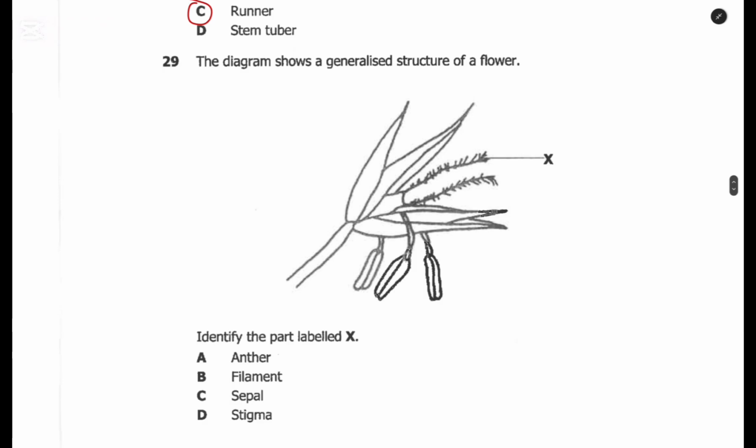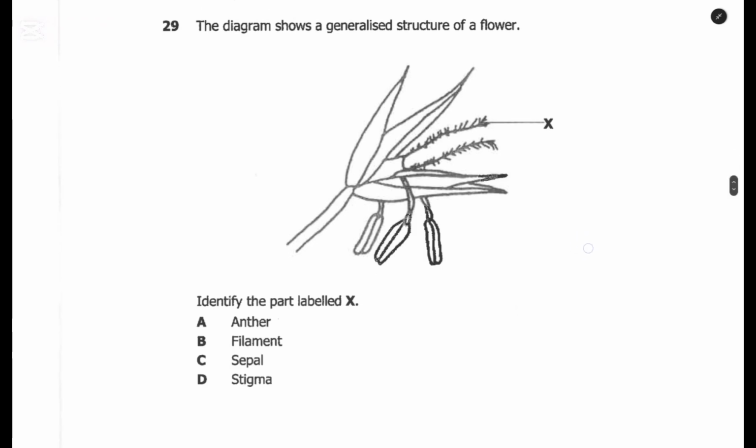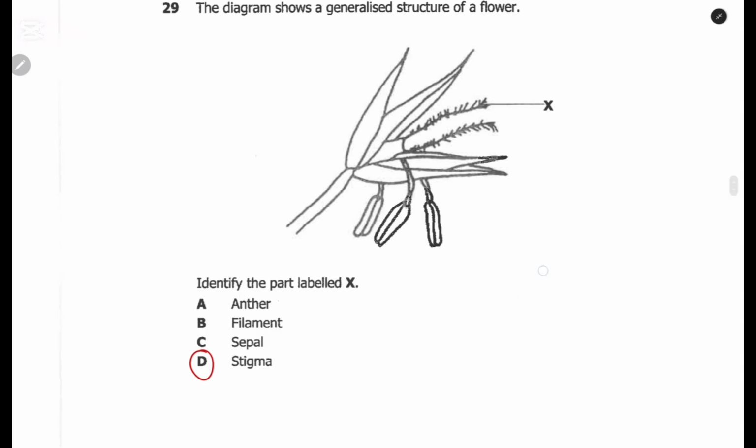The diagram below shows the generalized structure of a flower. That is question 29. Identify the part labeled X. The part labeled X here is the stigma. But if it was pointing at this, I would have said anther. But this part is the stigma. And just by looking at it, you should be able to know the kind of pollination that occurs in this one.